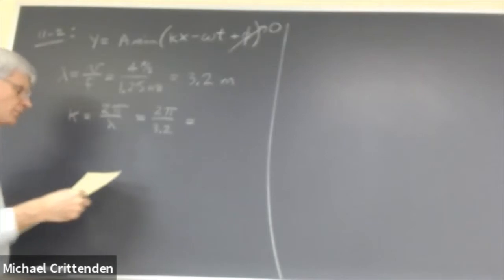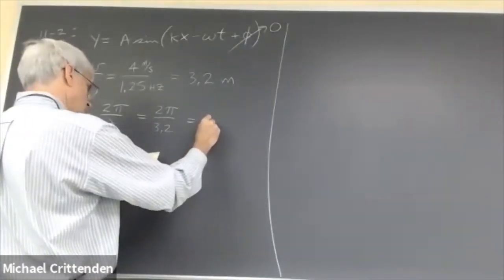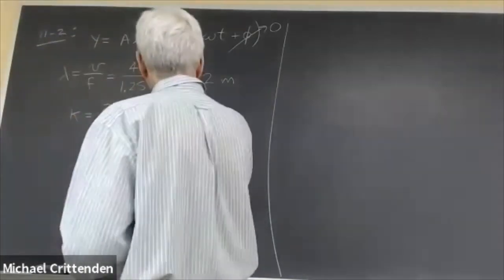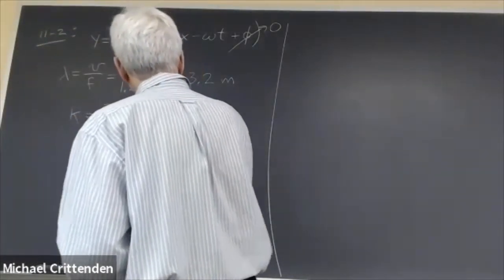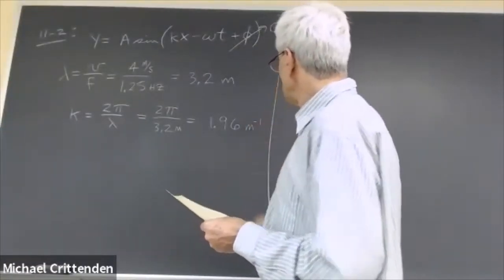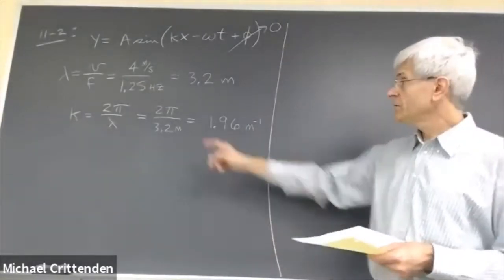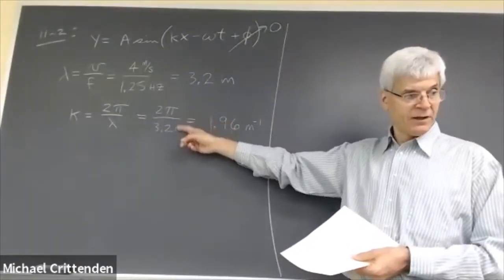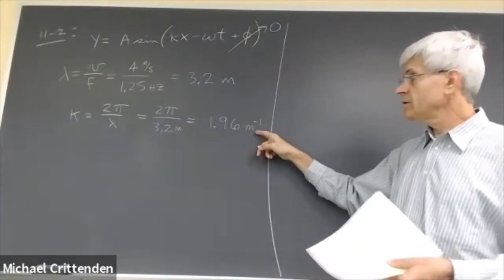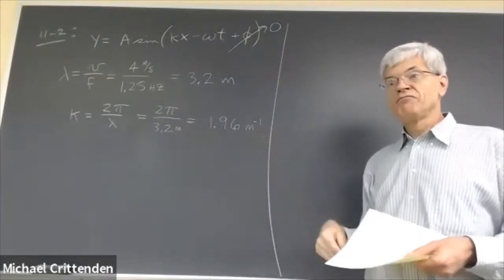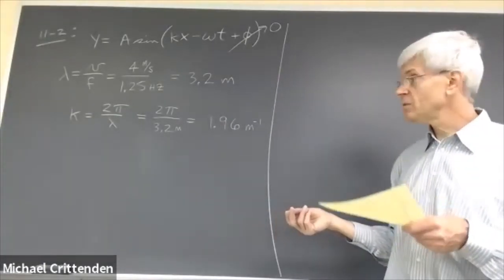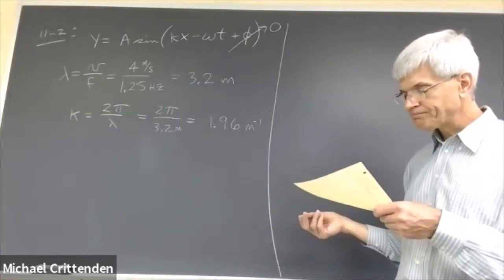And that comes out to 1.96. Maybe I'll fill the unit in. The unit on this would be meters to the -1 power, because you see the 2 pi is dimensionless and the wavelength is in meters down there in the denominator. So you get 1 over meters, or you could call it radians per meter if you like the sound of that better. Rolls off the tongue a little nicer maybe.